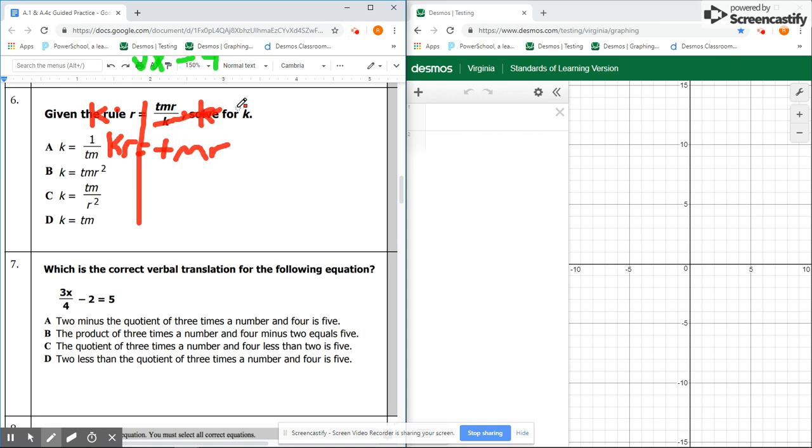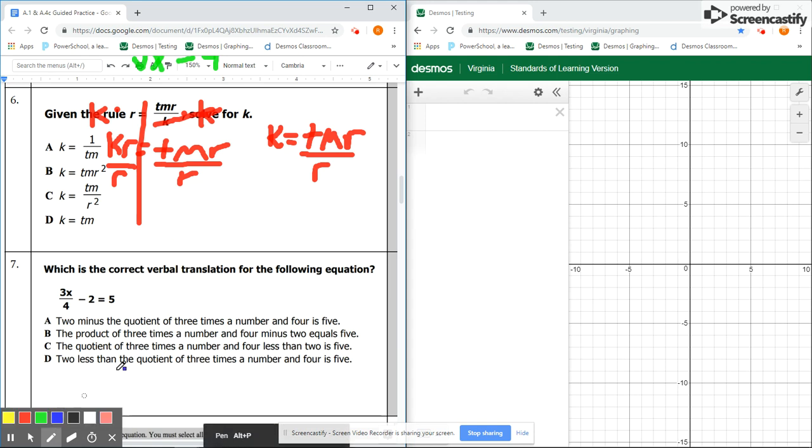Okay, now we're trying to solve for k. So notice how k is on this side now, and we are multiplying k and r. So in order to get rid of that r, we need to divide by r. Okay, and we get k equals T, M, R divided by r. All right, now if you look at our answer choices, none of these say TMR divided by r. So we need to think, is there any way that we can simplify this?